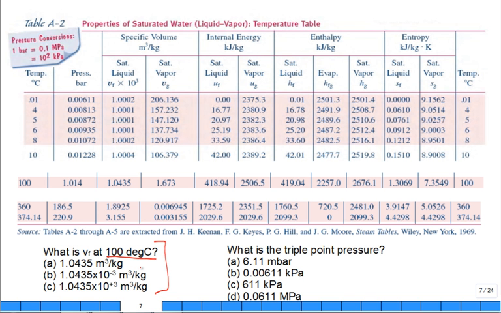Okay? If I told you, go get me out of the table V sub F for water at 100 degrees C, the saturated liquid specific volume, what value would you come back with? Value A, B, or C? Let's go ahead and see if we can't get 100% correct on this. Yes, this is the temperature right here of 100 degrees C. Yes, this specific volume is all right here. Saturated liquid, V sub F, right there, that's correct.